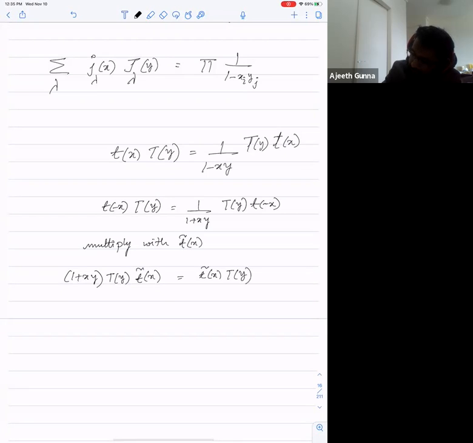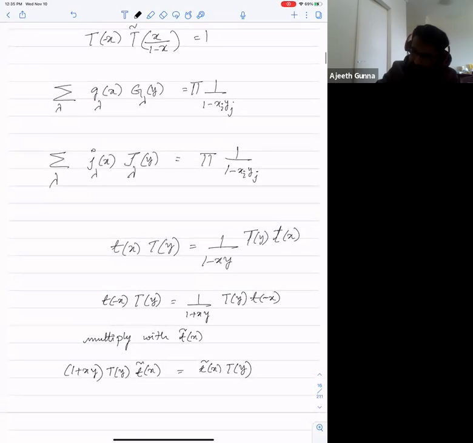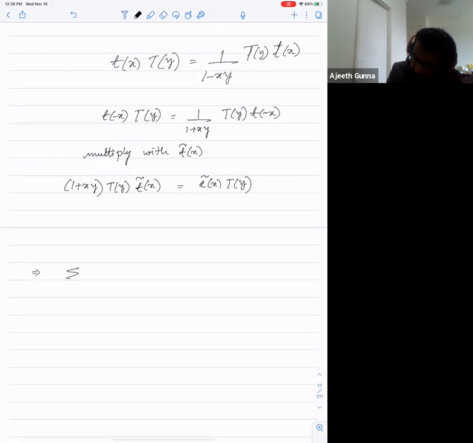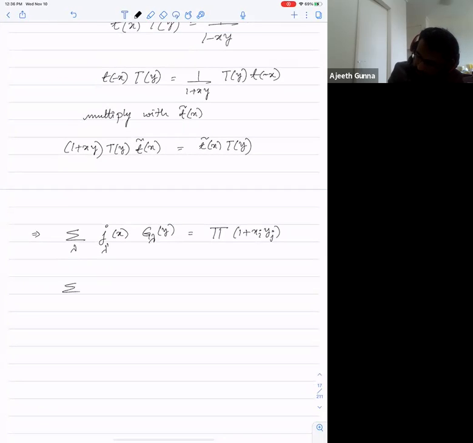So what this means is that by applying this relation, you can derive a different identity involving these two polynomials. For example, after doing this, you get that j lambda prime of x times g lambda of y satisfies the dual Cauchy identity. And similarly, you can do the other way, which is g lambda of x times j lambda prime of y equals 1 plus x_i y_j.